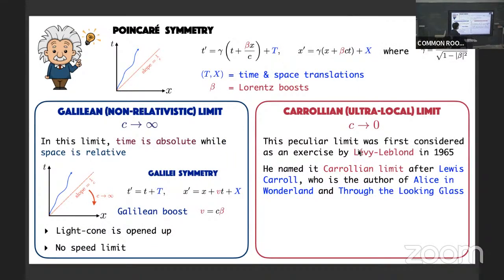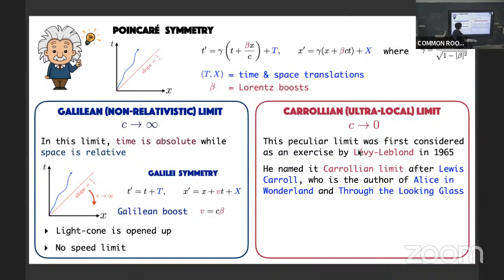And a little bit of history. This limit was first considered by a guy named Lévy-Leblond back in the 60s, but just out of mathematical curiosity, as some math exercise for him. And interestingly, he named this limit the Carrollian limit. He didn't name it after himself. He named it after Lewis Carroll. And if you don't know, Lewis Carroll is the author of one of the most famous novels, Alice in Wonderland, and the sequel, Through the Looking Glass. And if you remember, Through the Looking Glass is the title of my dissertation. So this is where I take it from.